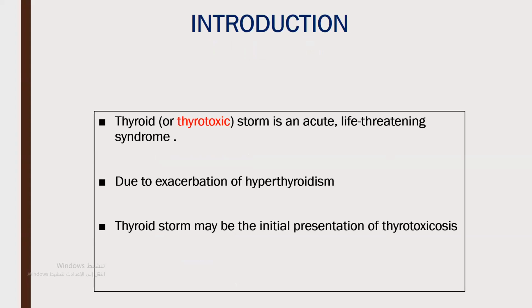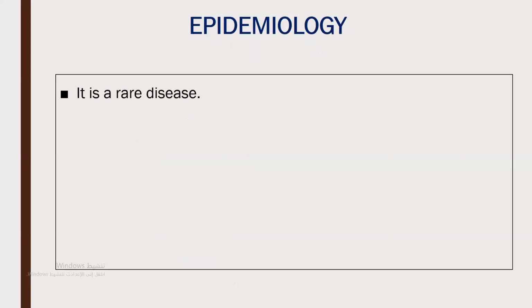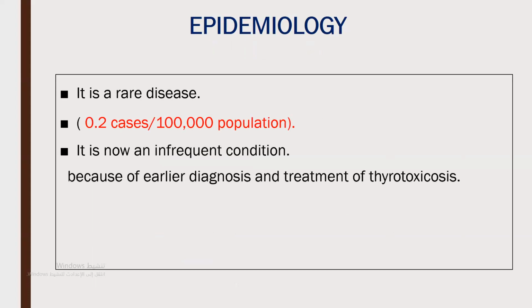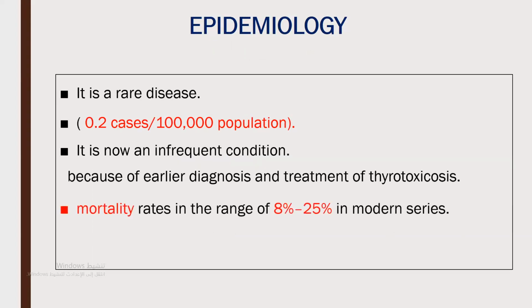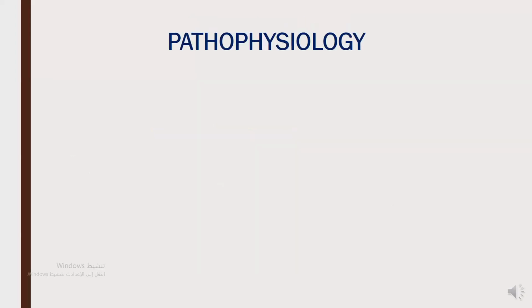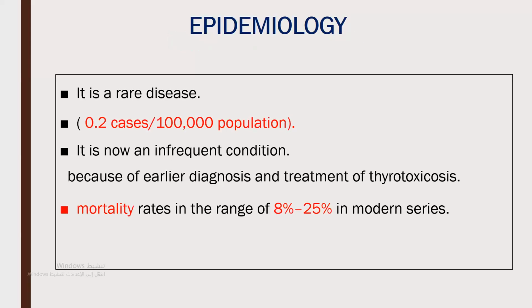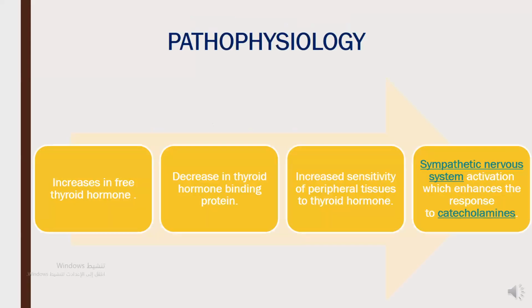Thyroid storm may be the initial presentation of thyrotoxicosis. It is a rare disease and occurs in about 0.2 cases per 100,000 population. It is now an infrequent condition because of earlier diagnosis and treatment of thyrotoxicosis. Mortality rate is in the range of 8 to 25% in modern series.